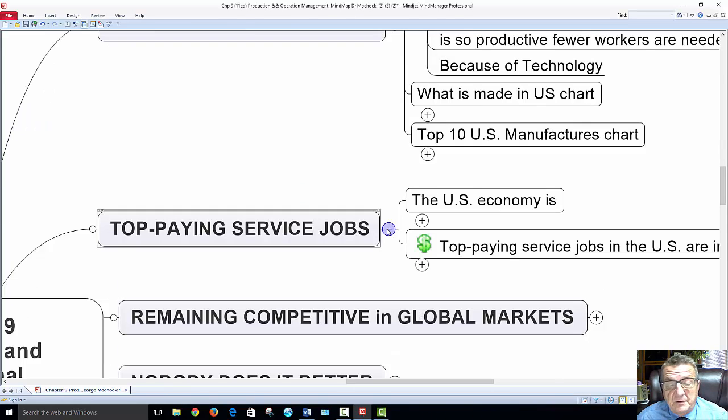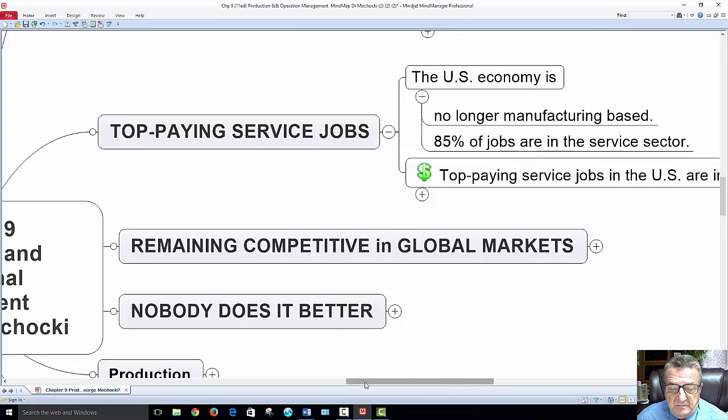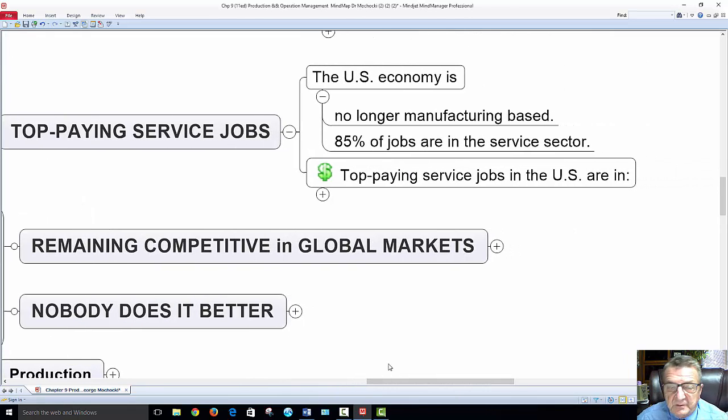Okay, top paying service jobs. And see, we changed this a little bit. The top paying service, no longer manufacturing based. 85% of the jobs are in service. Now, we have to increase a little bit more of the jobs in manufacturing. You can't be a country that's always servicing everybody. You have to make something tangible. Okay? And service could be doctors, medical, and everything else.